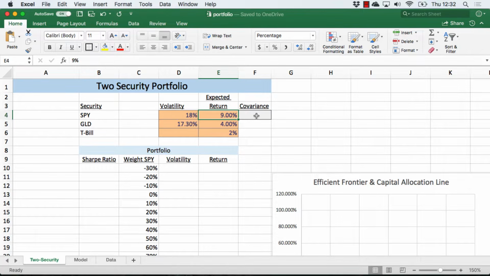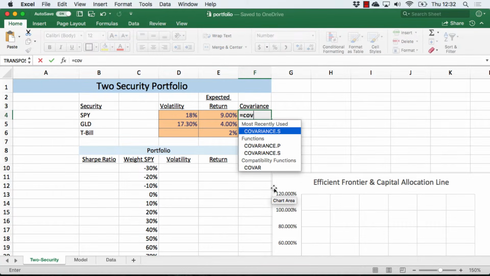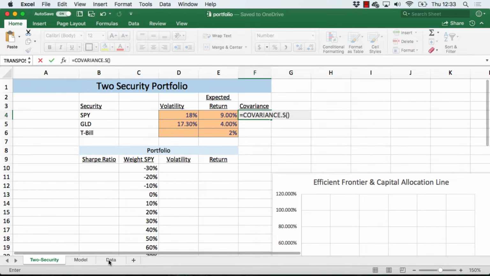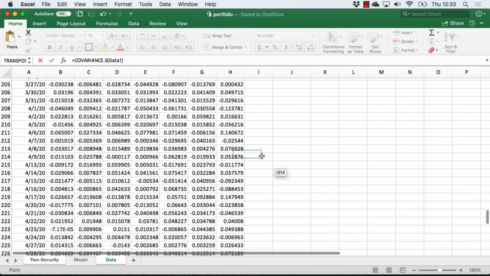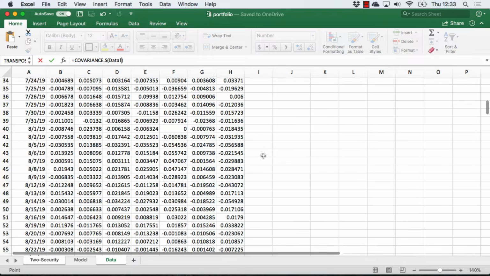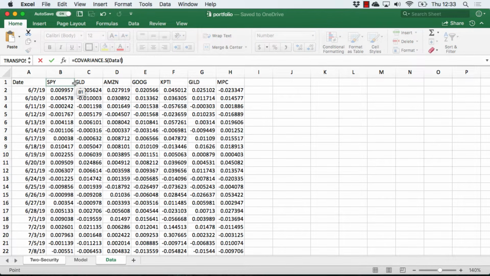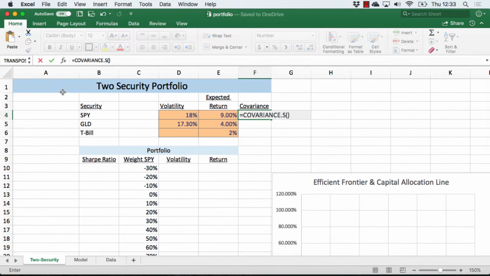So the first thing we're going to need is a covariance for these two securities. So I'm going to use the covariance sample function. And if you look on the data sheet, you'll see that I have downloaded 1 year's worth of data for each of 7 securities. And 2 of them are gold and S&P 500 ETF. And the numbers here represent the instantaneous rate of return for each day over that year of data. So I'm going to use this data to calculate the covariance for gold and the S&P 500.